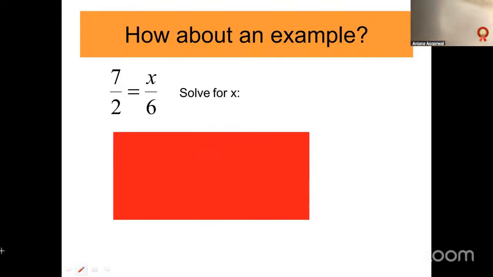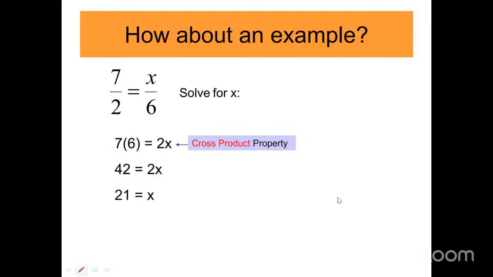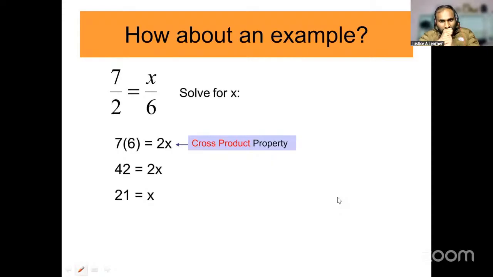Can you tell me the answer for x? It's 21. How did you find it? 2 times 3 is 6, so that means 7 times 3 is 21.